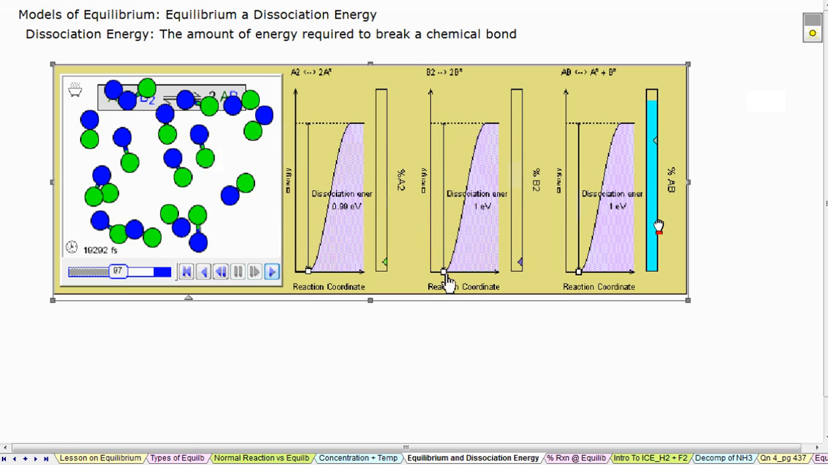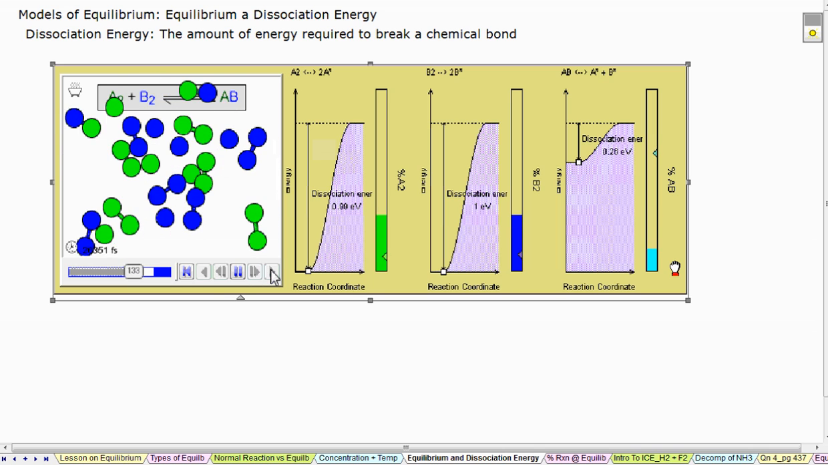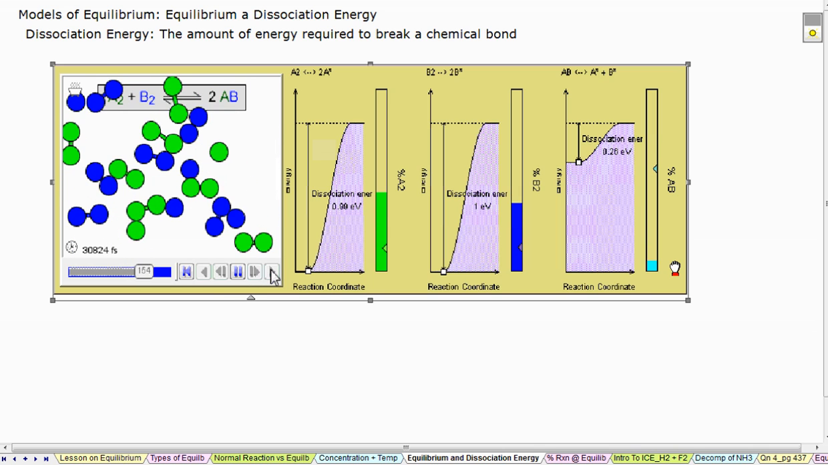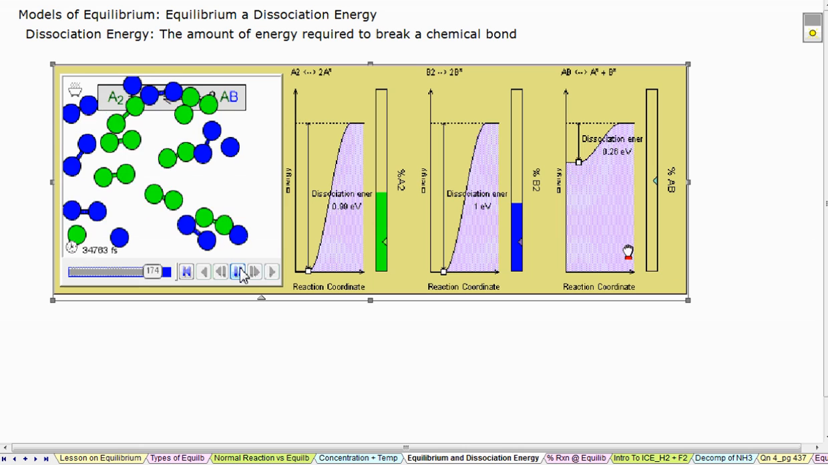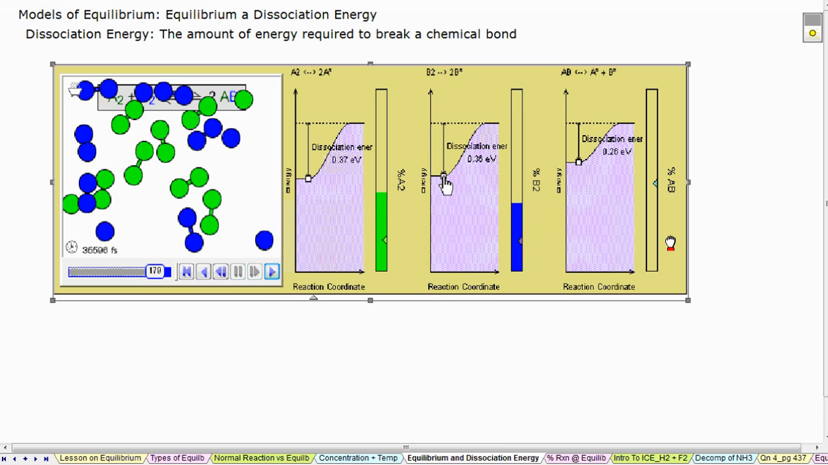So now what I'm going to do is shift the dissociation energy in the opposite direction. So my product now has a much lower dissociation energy, and we'll see what happens. And we can see that the percentages have now shifted, so that we're close to 50% of each reactant and 0 of the product.